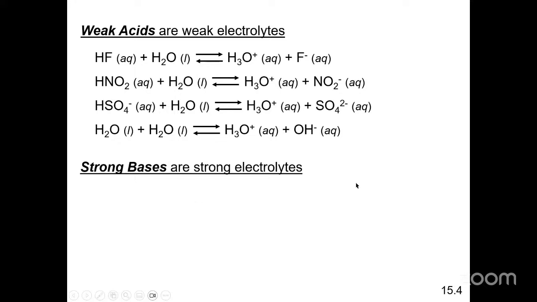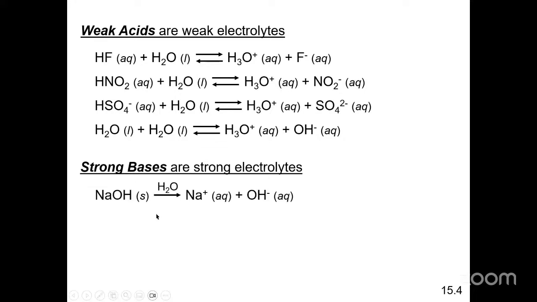Strong bases are strong electrolytes, all right? And again, you guys should know what the strong bases are. Let me save you the time. Basically, the strong bases are metallic hydroxides from groups 1A and 2A. Those are easy to remember as long as you remember that they belong to hydroxides of those two groups, right?